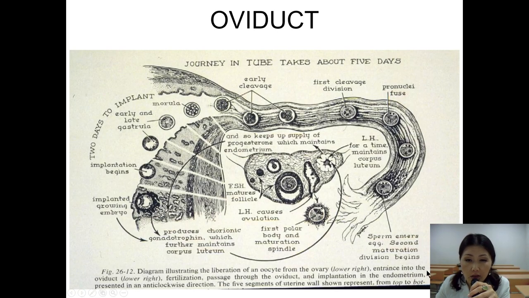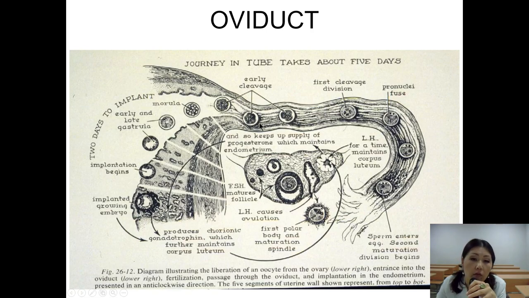Here on this diagram you can see the journey in the tube takes about 5 days. Fertilization occurs in the tubes, oviducts. Sperm enters the egg, and the second maturation division begins. As you remember, meiosis II occurs after fertilization in the ovum. Then the pronuclei fuse, two nuclei become one. Then the first cleavage division, then early cleavage divisions.